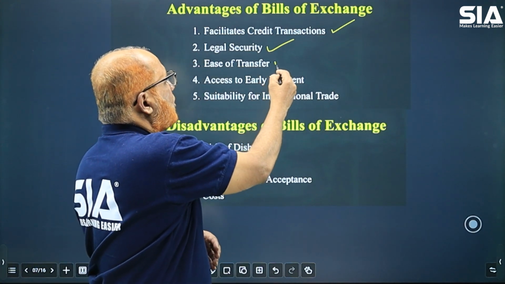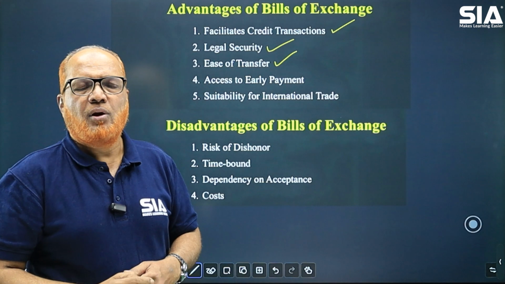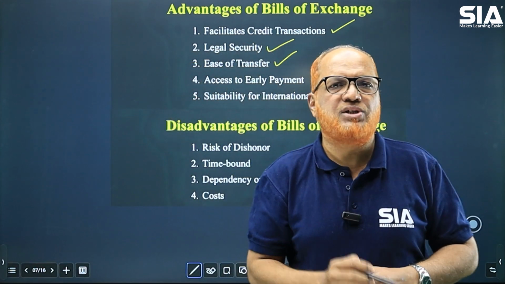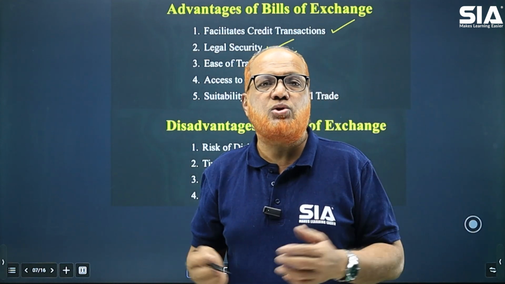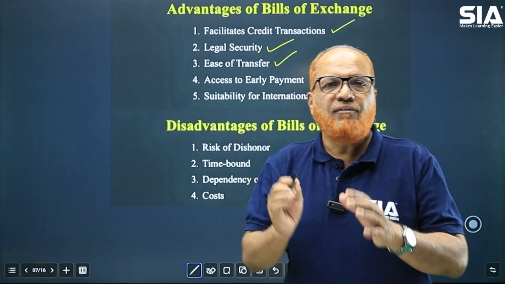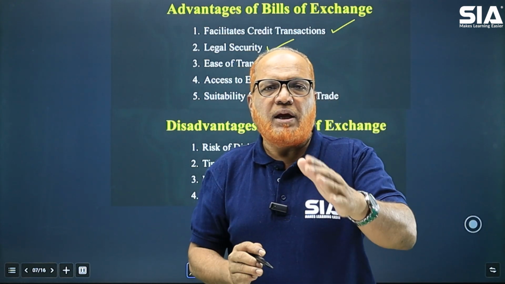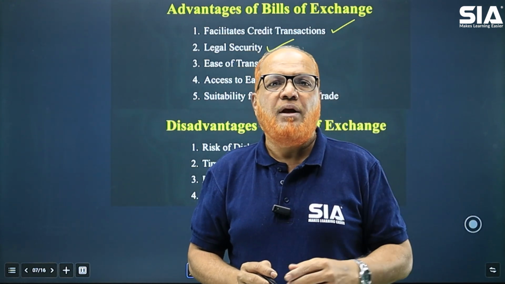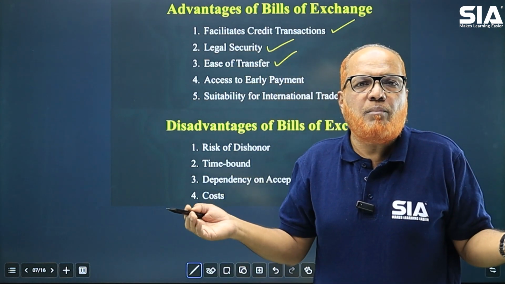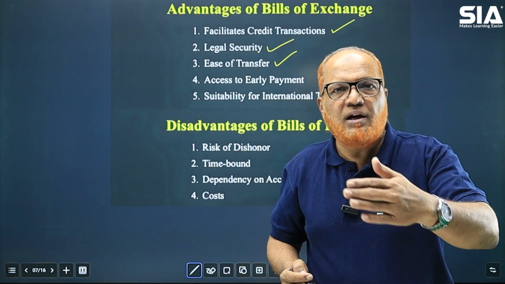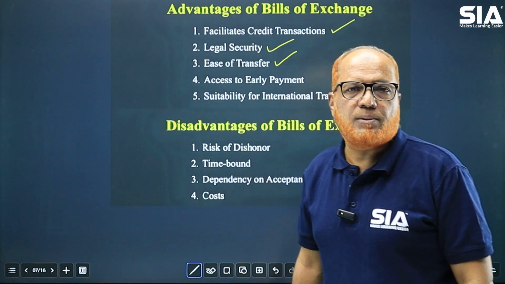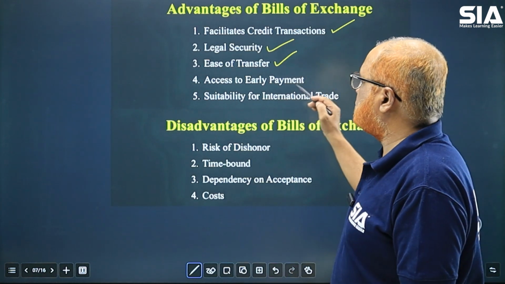Thirdly, ease of transfer. One more very important feature of a bill of exchange is that it's a negotiable instrument. Negotiable in the sense of transferable. If you are having a bill, you can give the bill to another person. That person can again transfer it to another person any number of times. It is freely transferable from one person to another. That is also one of the most important advantages.